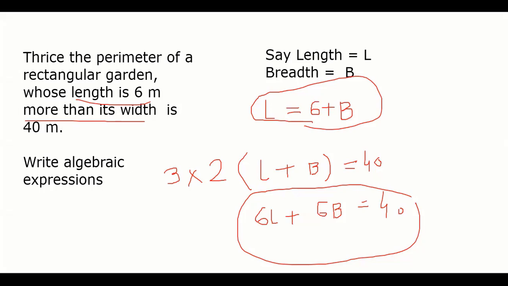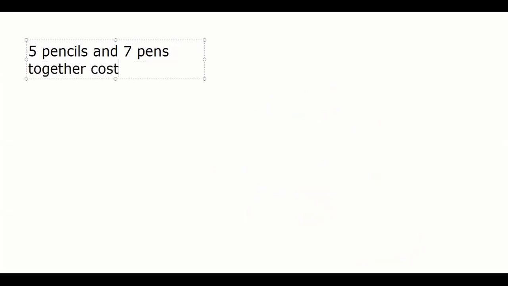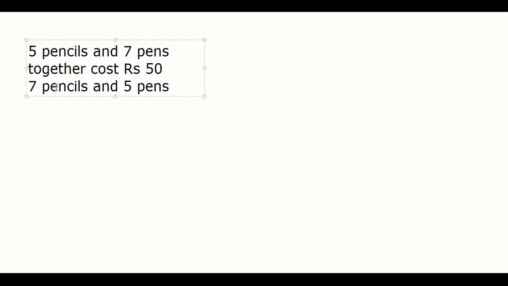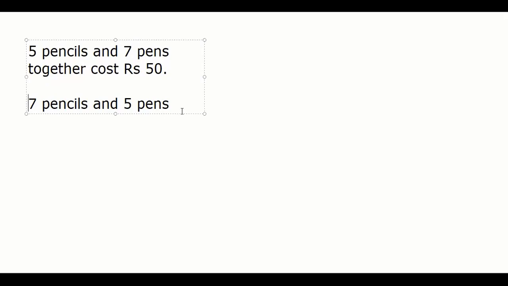Everybody form one more equation. I want everyone to write 2 equations in any variables. It says 5 pencils and 7 pens together cost ₹50, and 7 pencils and 5 pens. Actually, we'll make it two different sentences. 7 pencils and 5 pens together, it's such an easy question.